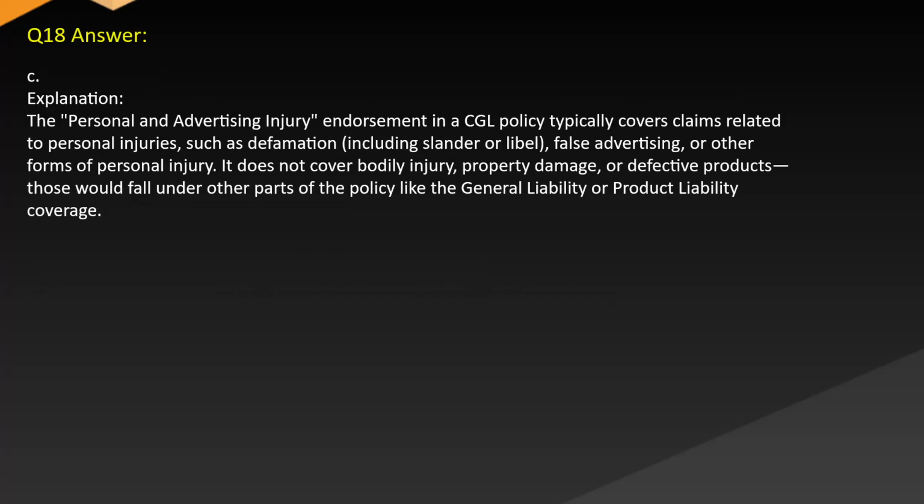Answer. C. Explanation. The personal and advertising injury endorsement in a CGL policy typically covers claims related to personal injuries such as defamation, including slander or libel, false advertising, or other forms of personal injury. It does not cover bodily injury, property damage, or defective products. Those would fall under other parts of the policy like the general liability or product liability coverage.